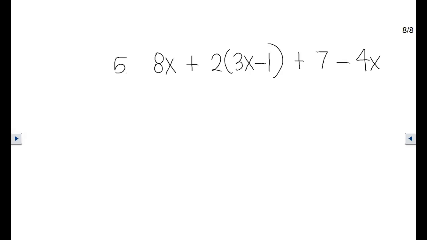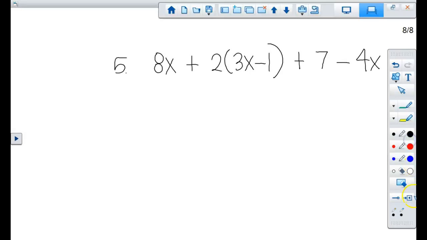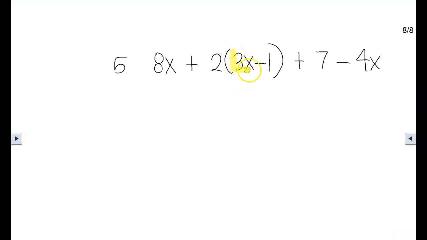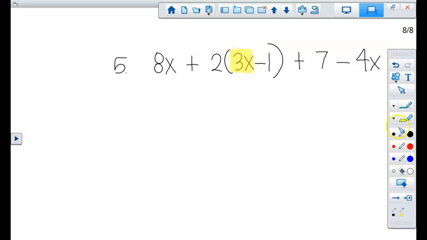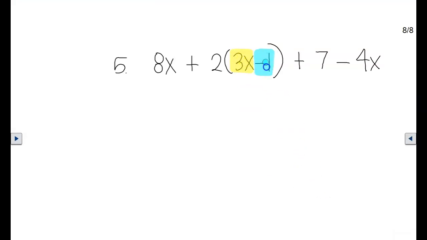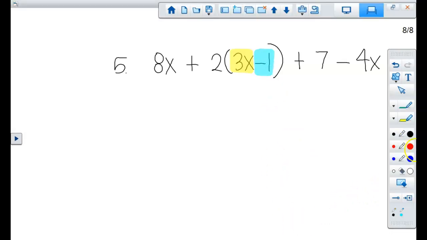All right, on this problem, we are going to simplify. So we are first going to distribute if necessary. It is necessary to distribute because right here I have the number 2 being multiplied by the group 3x minus 1. So let's look at the members of this group. 3x is the first member. I'm going to let that minus sign stay with that 1. So the second member of my group is a negative 1.